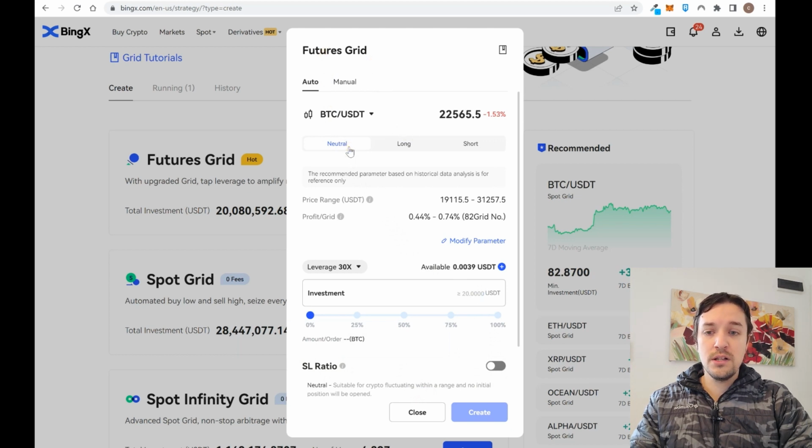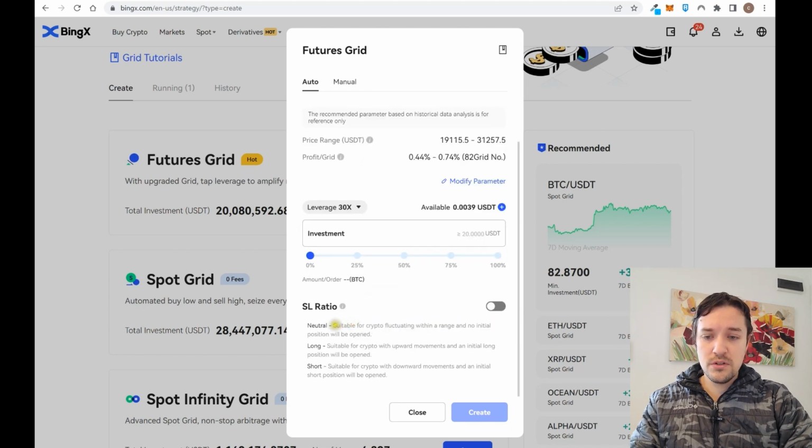For example, neutral is going to focus on lateral zones, long is going to focus when the trend is up, and short when the trend is down, as it says here. The neutral is suitable for crypto fluctuating within a range and no initial position will be opened.